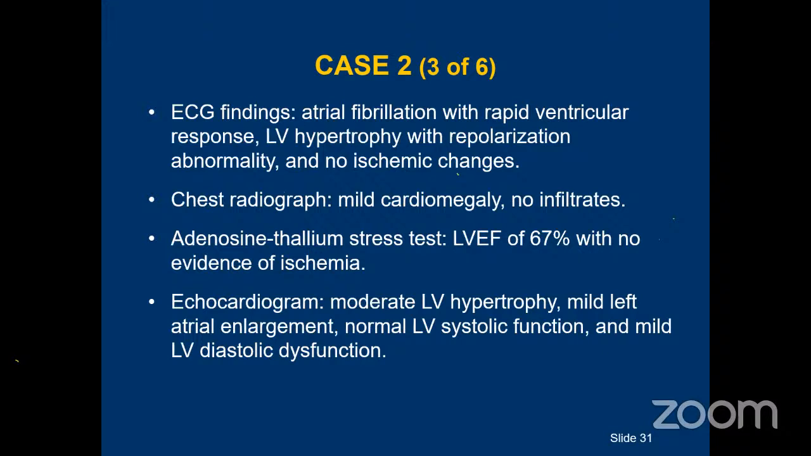ECG findings would show atrial fibrillation with rapid ventricular response, left ventricular hypertrophy with repolarization abnormality, but no ischemic changes. A chest X-ray was also done showing mild cardiomegaly. Adenosine thallium stress test shows a left ventricular ejection fraction of 67%. Echocardiogram shows moderate left ventricular hypertrophy, mild left atrial enlargement, normal left ventricular systolic function, and mild left ventricular diastolic dysfunction.